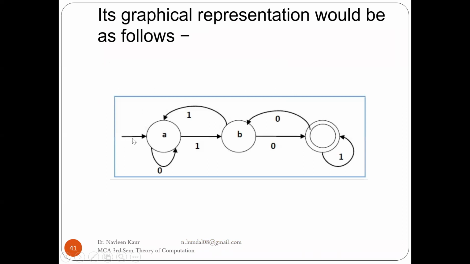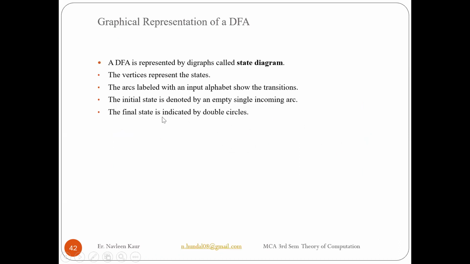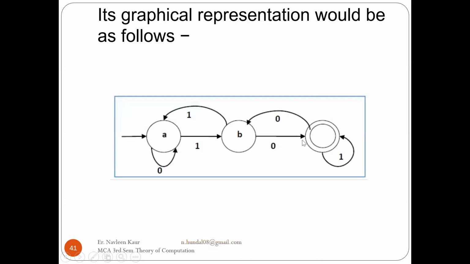The initial state is denoted by an empty single incoming arc. Can you see? This is an empty single incoming arc. Empty means it is starting from nowhere. There is no vertex before it. So it is coming from nowhere. That's why it is termed as an empty single arc. And it is represented as your starting state, and the final state is indicated by double circles. So these are the double circles. So it represents that this is your final state.